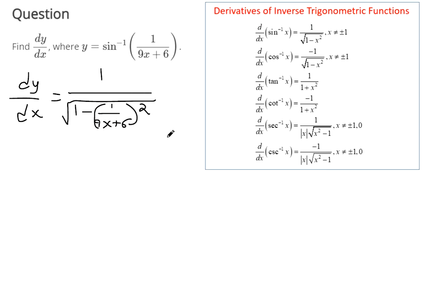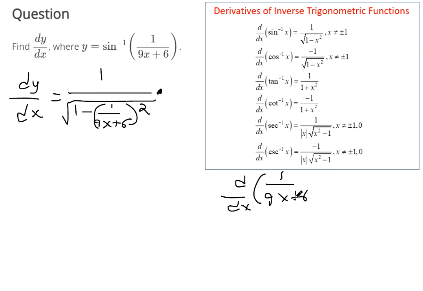But we're not done. This is where a lot of beginning calculus students would stop. But look, that's the derivative of the outermost function. The derivative of inverse sine is this. But what about the derivative of the innermost function? This is 1 over 9x plus 6. We need to multiply by the derivative of the innermost function.